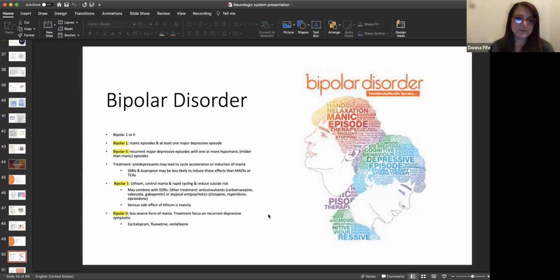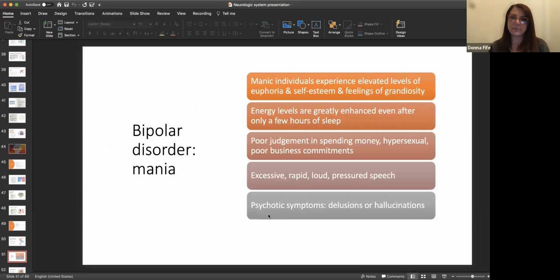Bipolar 2 is a less severe form of mania. Treatment focuses on recurrent depressive symptoms. This can be treated with escitalopram, fluoxetine, or venlafaxine. More on bipolar mania.